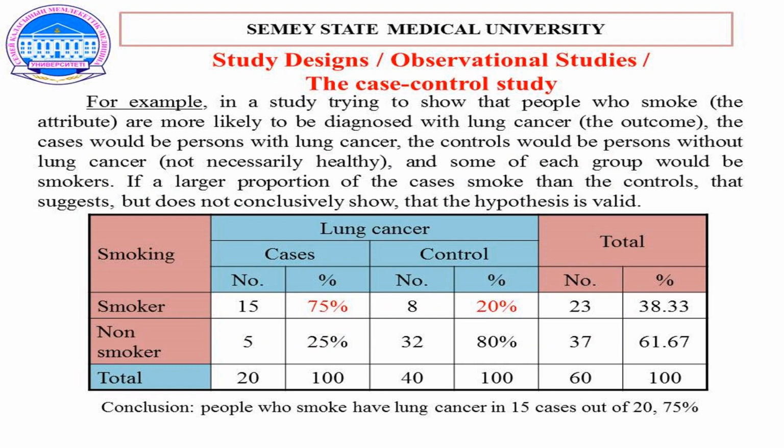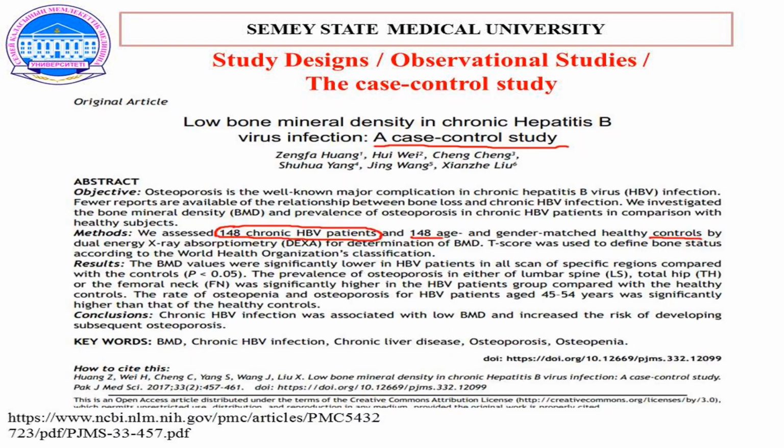For example, in a study trying to show that people who smoke are more likely to be diagnosed with lung cancer, the cases would be persons with lung cancer, the controls would be persons without lung cancer, and some of each group would be smokers. If a larger proportion of the cases smoke than the controls, this suggests but does not conclusively show that the hypothesis is valid. To sum up, according to the given table, people who smoke have lung cancer in 15 cases out of 20, so it is 75%.